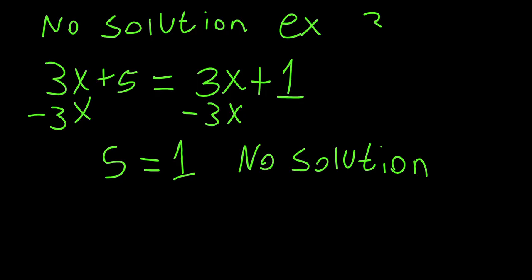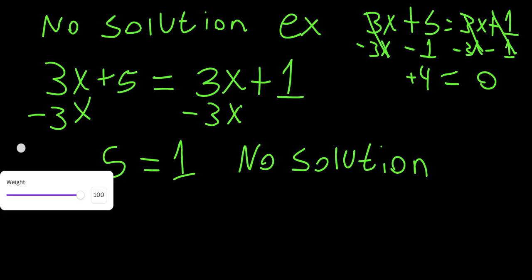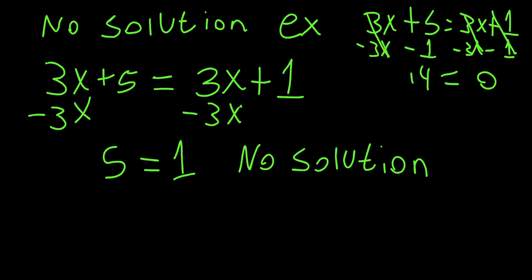Let's say we manipulate it differently. 3x plus 5 equals 3x plus 1. Let's subtract 1 from both sides, and we get plus 4. And we subtract 3x from both sides. These two cancel out, these two equal 0, so we have 0 on this side. And we have 4. I can go ahead and erase that plus. We have 4 equals 0.